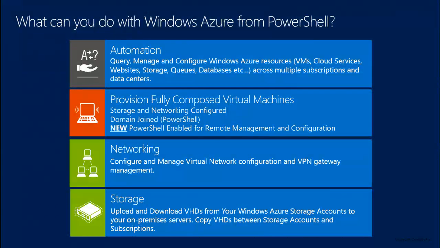Networking, you can configure and manage your virtual network settings and create VPN gateways. And a new feature that was added just last week is the ability to add access control lists on public endpoints. So now whenever you open up port 8080 or port 1433 for SQL or whatever you want to do, you can actually lock down which IP address or which network can access that endpoint. And finally, you can manage storage and upload all your virtual hard disks. So you can copy these between subscriptions or upload and download them or whatever you want to do.